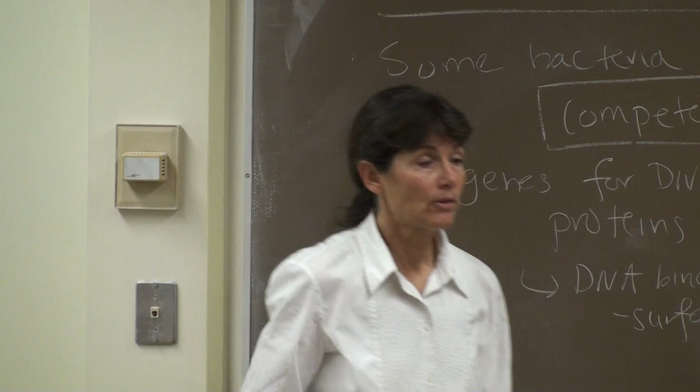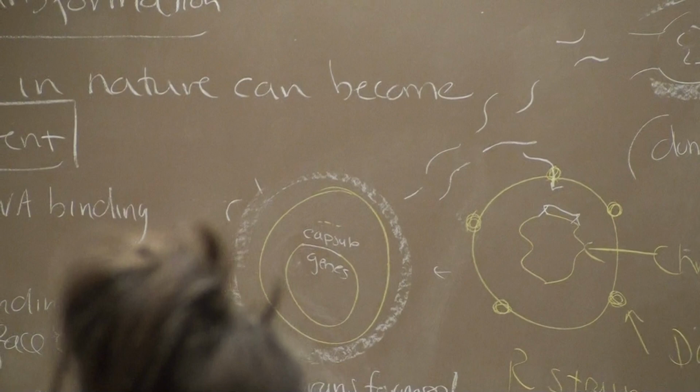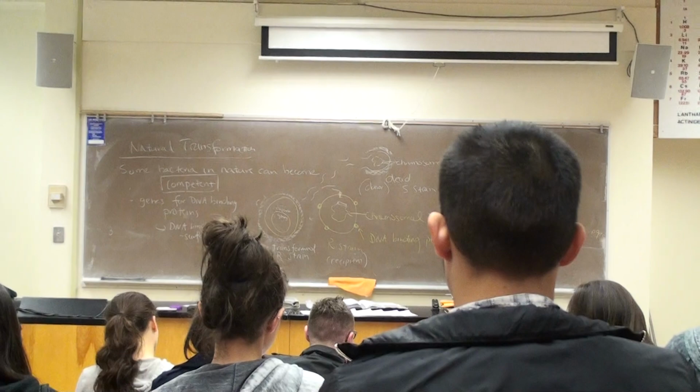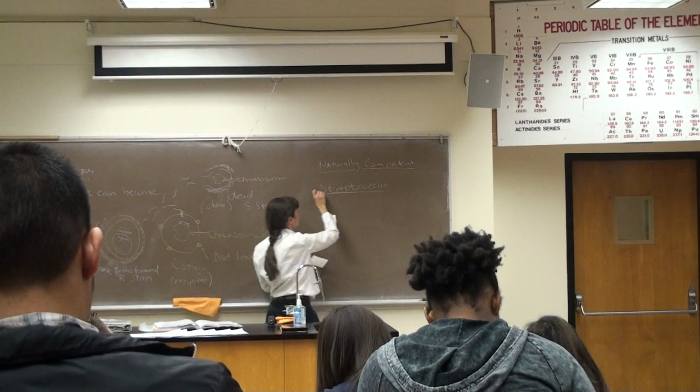Now, it turns out that there are a limited number of bacteria in nature that have these DNA binding proteins. And just to give you an idea of some of the bacteria that can become naturally competent and thus can be naturally transformed in nature, as we just discussed, members of the genus Streptococcus can be naturally competent.